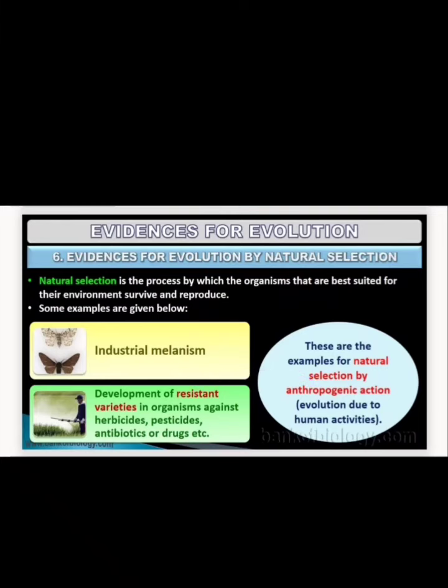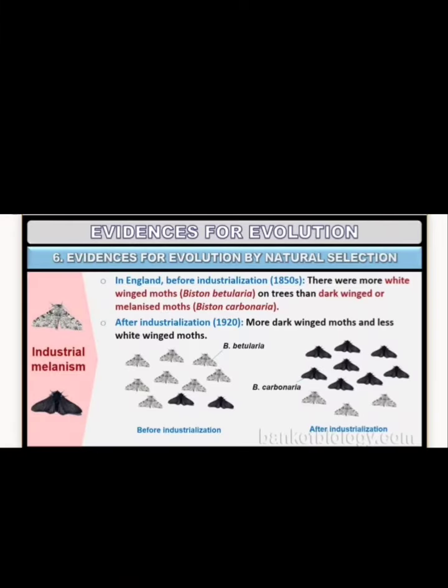Industrial melanism is one more example. So what is industrial melanism? In England, before industrialization, that is 1850, there were more white-winged moths on the trees than the dark-winged or melanized moths. After industrialization, that is 1920, because of the dust and the smoke, more dark-winged moths and fewer white-winged moths were seen.